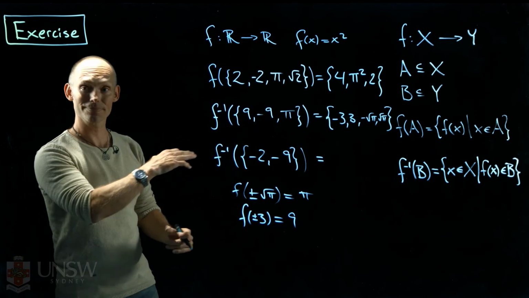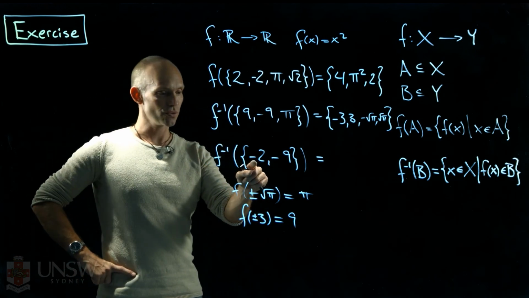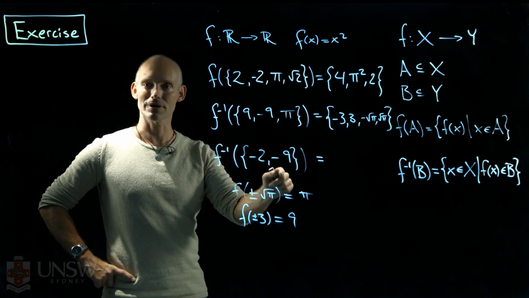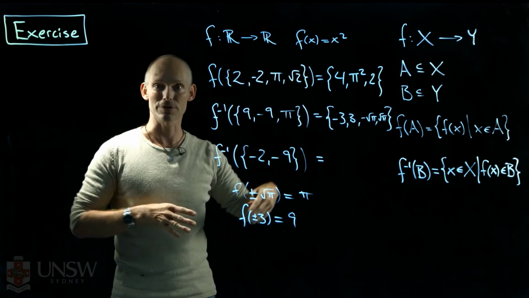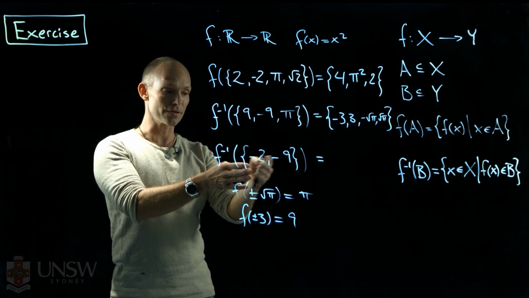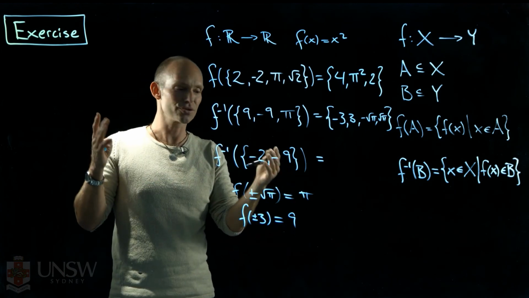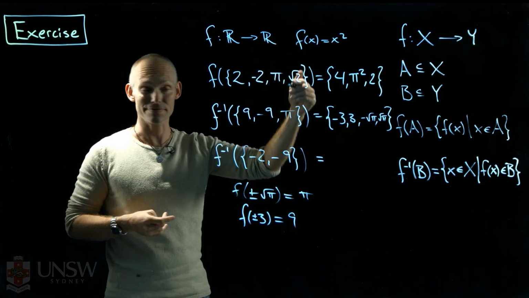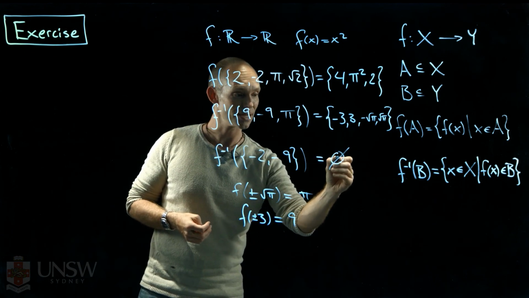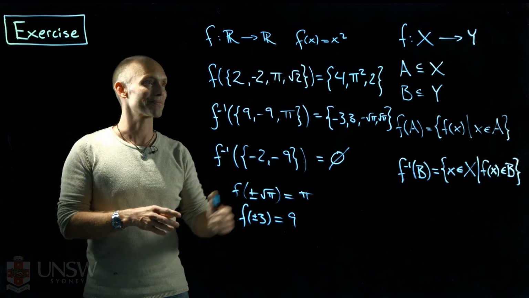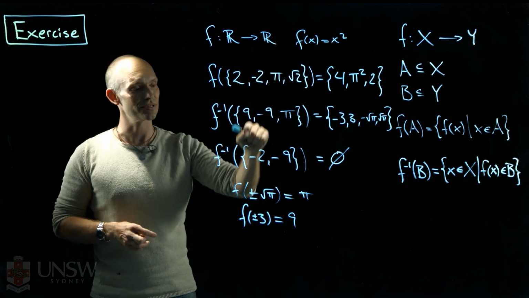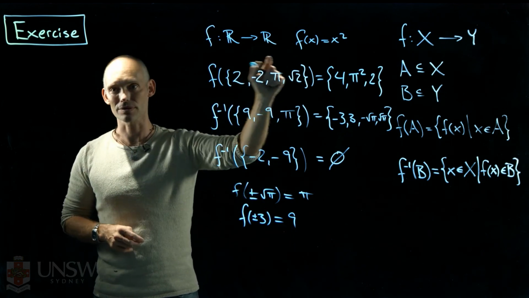Now for the final one, we have the 2 numbers here, minus 2 and minus 9, and we're asking which real numbers, when you square them, when you put them into this function, give us one of these numbers, and the answer is none, because we can't get negative numbers from this function. So this set is empty. There are no elements from the domain which give us these function values when we insert them into the function.